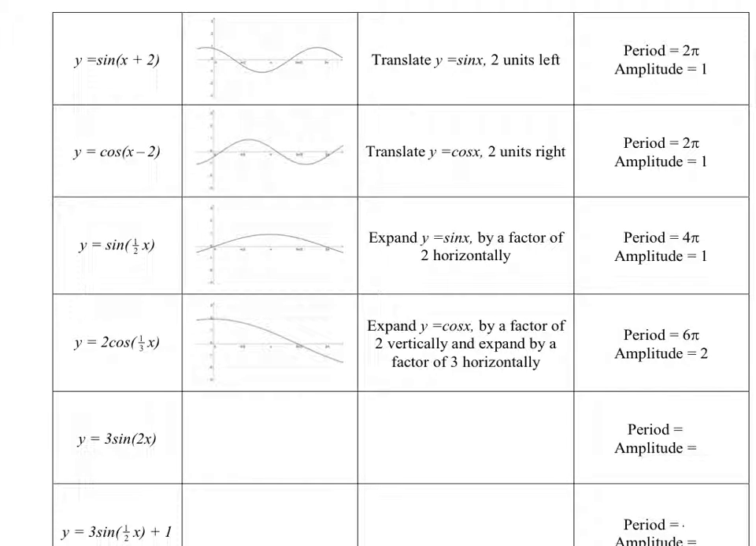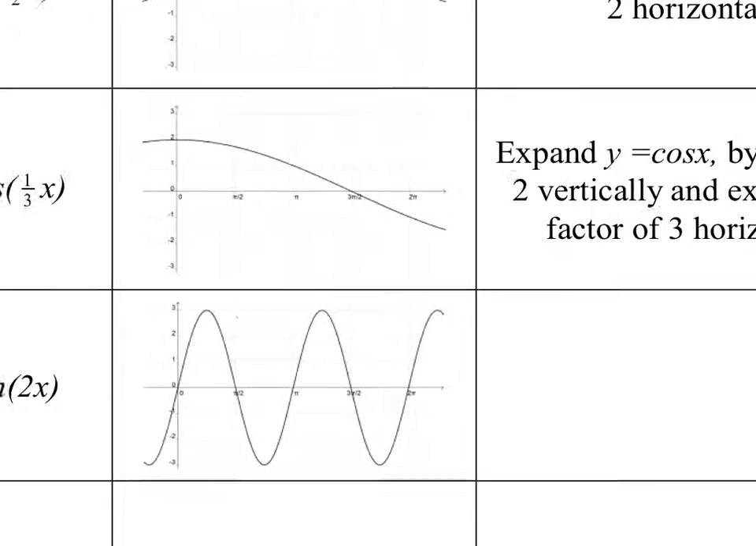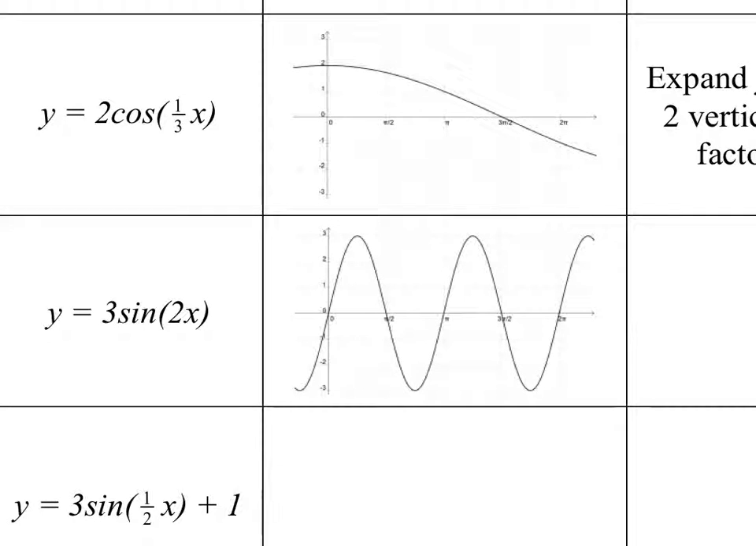In the next one, 3 sine of 2x, the 3 again affects the amplitude. So the amplitude now, you can see, is going to be equal to 3. Right? The distance from the center up to the top is going to be 3.